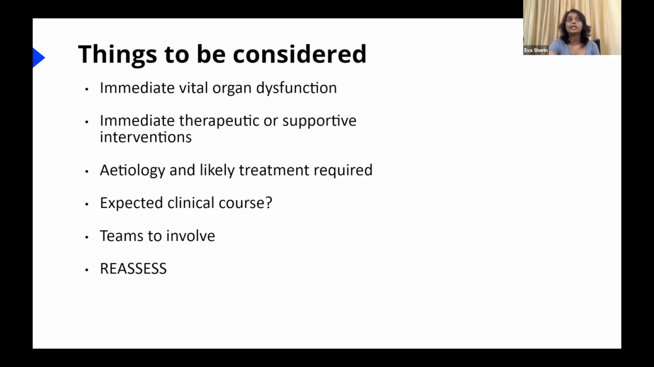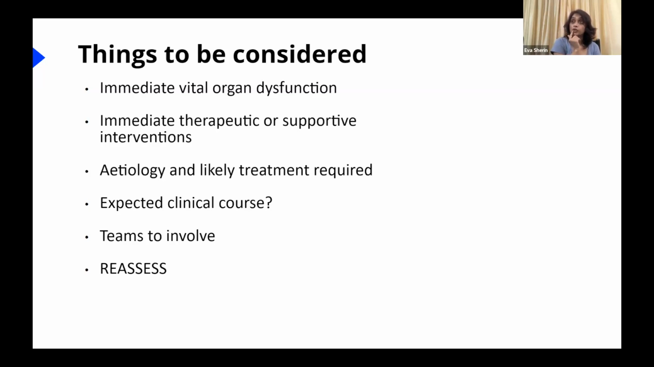Even something really small like keeping the head end elevated, or keeping the patient at 45 degrees, or even if there's increased ICP, like I said, keep the head end elevated. Small things that can actually make a big difference. Try to implement them at this point because you know what's going wrong after your initial assessment. Decide what the etiology is, but initially, what are the likely treatments required and expected clinical course.